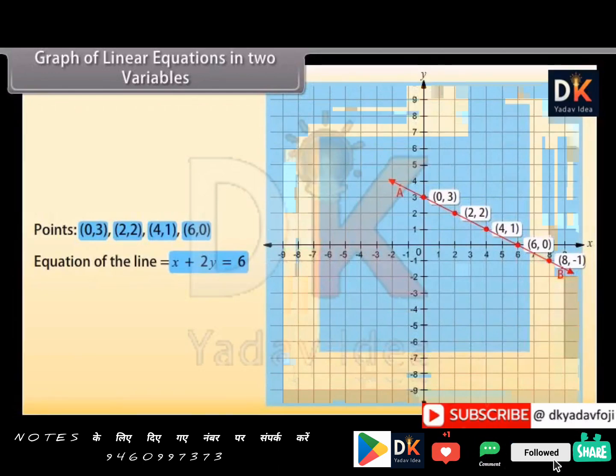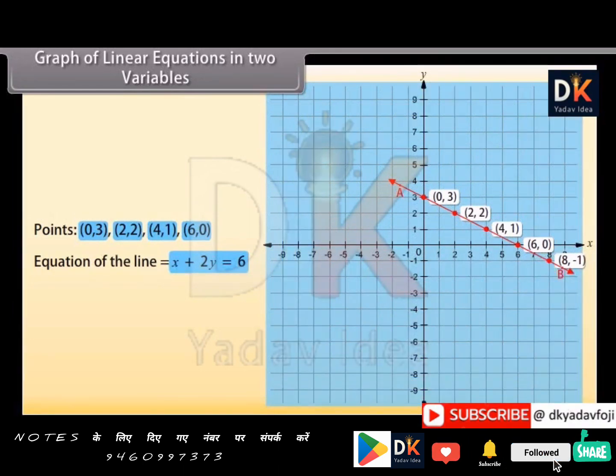So to obtain the graph of a linear equation in two variables, it is enough to plot 2 points corresponding to 2 solutions and join them by a line.